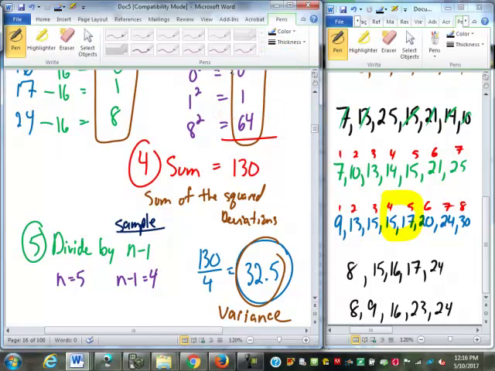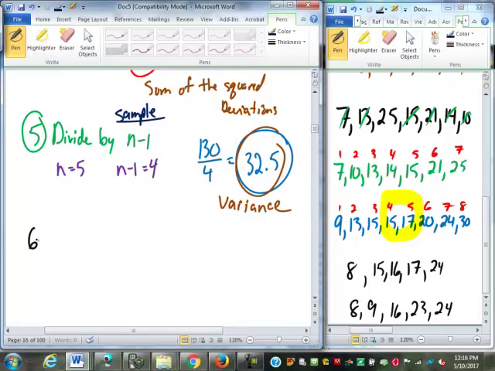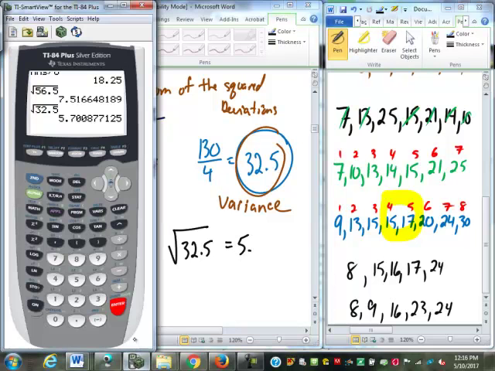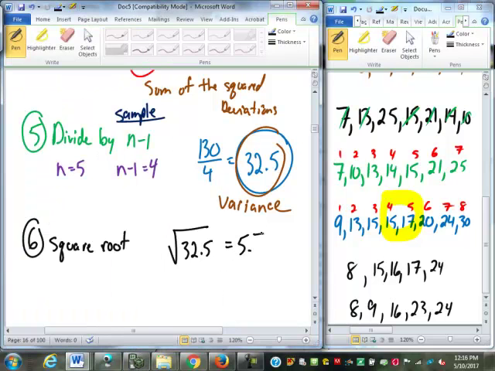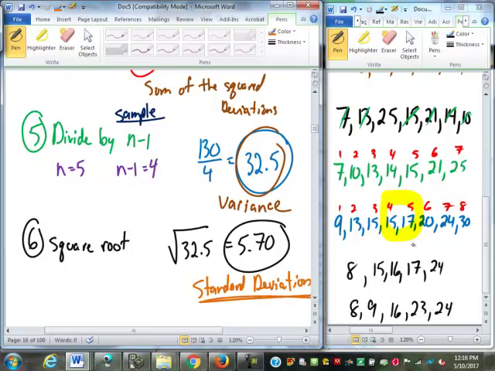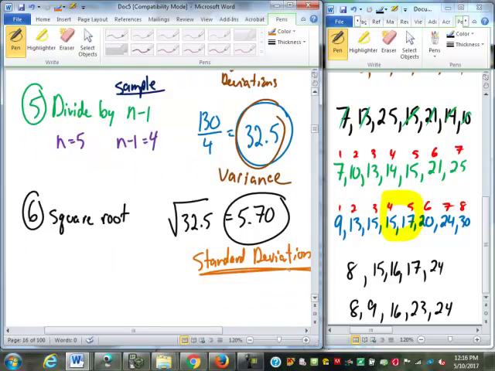And finally, we get to our last step. Step 6, square root. So we're going to do the square root of 32.5, which is going to give us 5.70. That number right there is finally the standard deviation. What that is telling us is on average, each of these numbers is 5.7 away from the mean. Let's do that second set just to compare.